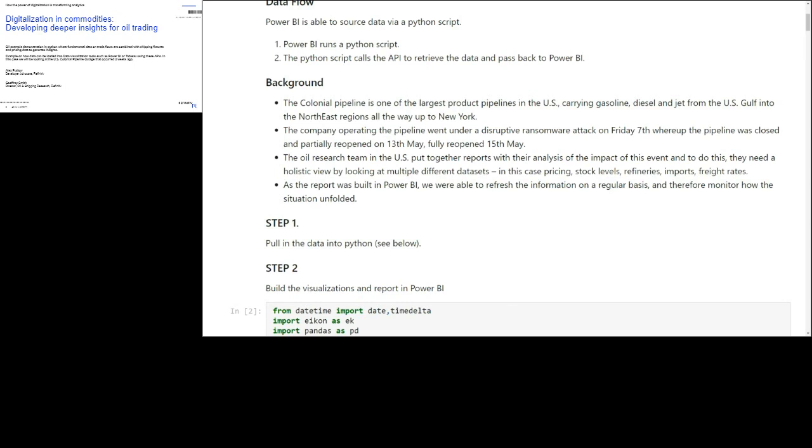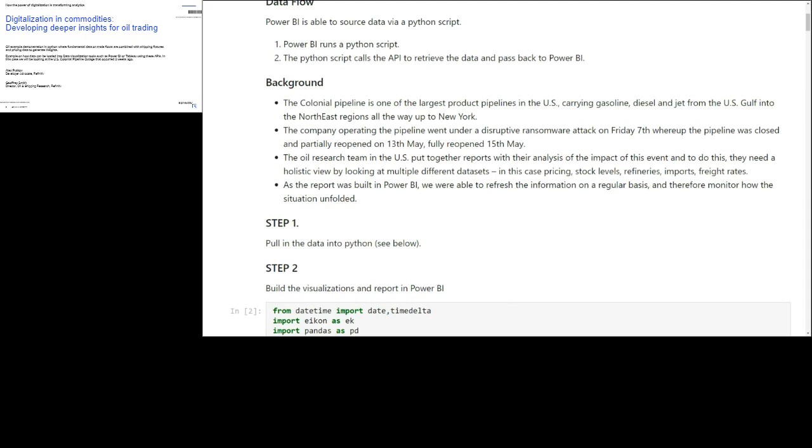The oil research team at Refinitiv put together reports with their assessment of the impact of this event. And to do this, they needed a holistic view. They needed to look at multiple different data sets: pricing, stock levels, refinery data, imports, exports, freight rates, to get their view on what's going on.